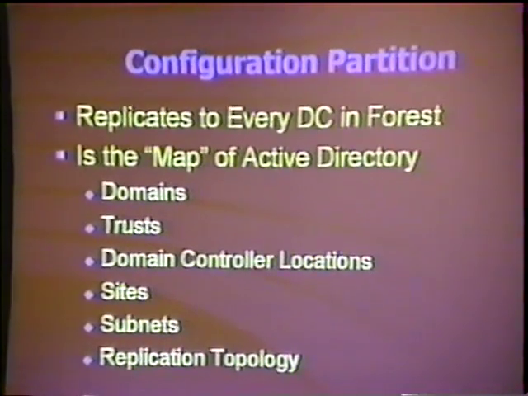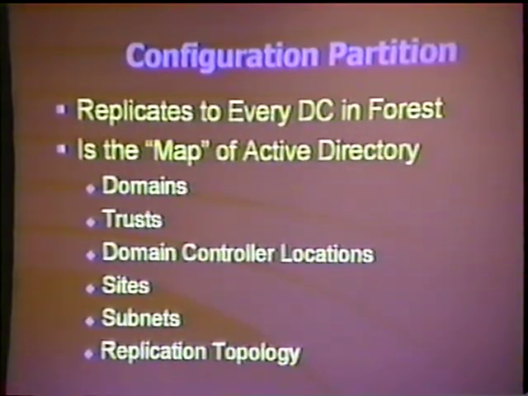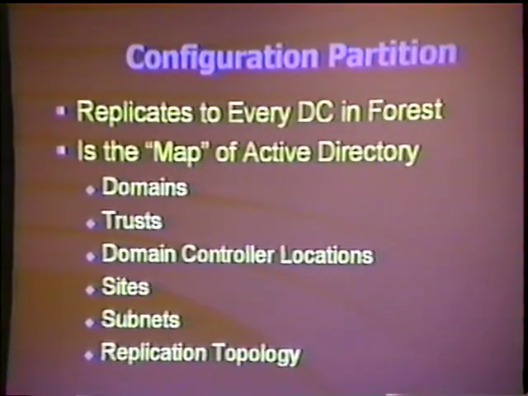Domain controller locations are part of the configuration partition. Where is domain controller A versus domain controller B? And this is because this is used for generation of the replication topology. Additionally, site and subnet information is stored in the configuration partition. Subnets and sites are how you tell Active Directory what your network looks like.